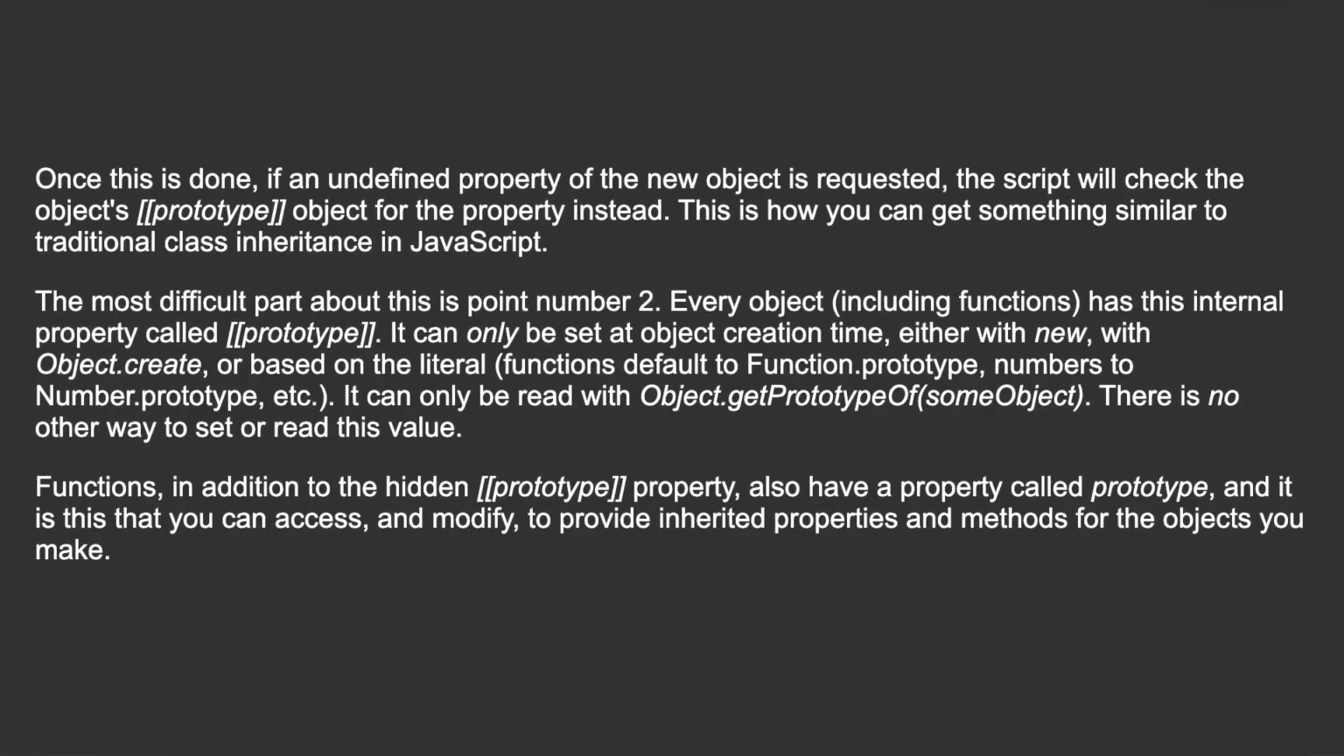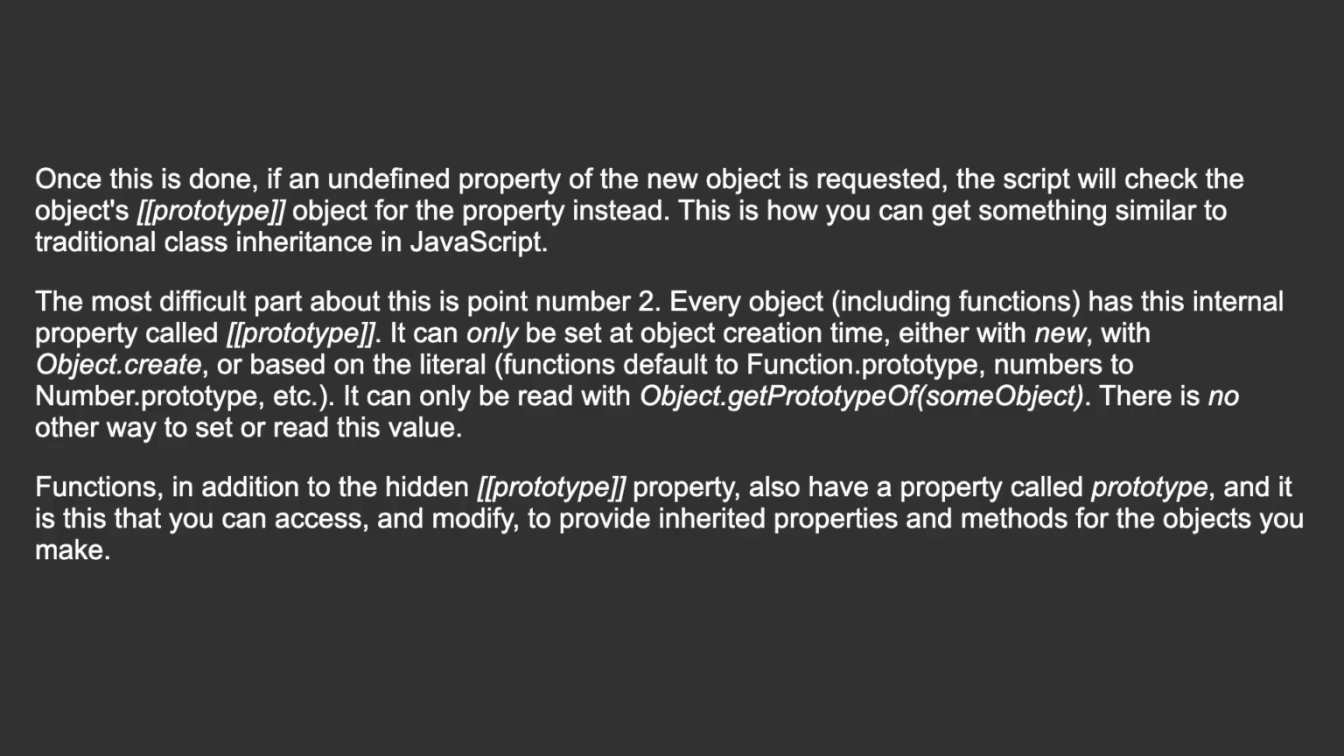Once this is done, if an undefined property of the new object is requested, the script will check the object's prototype object for the property instead. This is how you can get something similar to traditional class inheritance in JavaScript. The most difficult part about this is point number two.